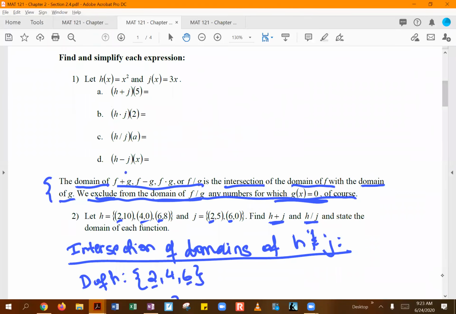Just to make sure we understand the difference: we use a little open circle when we're talking about compositions, but we use a little dot when we are talking about multiplication.